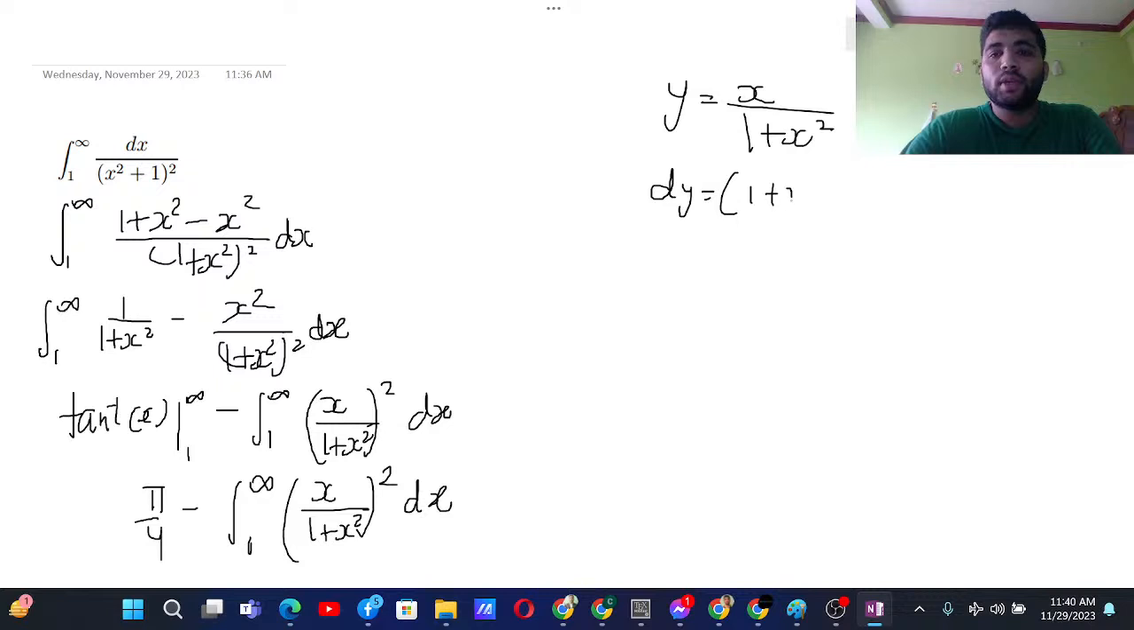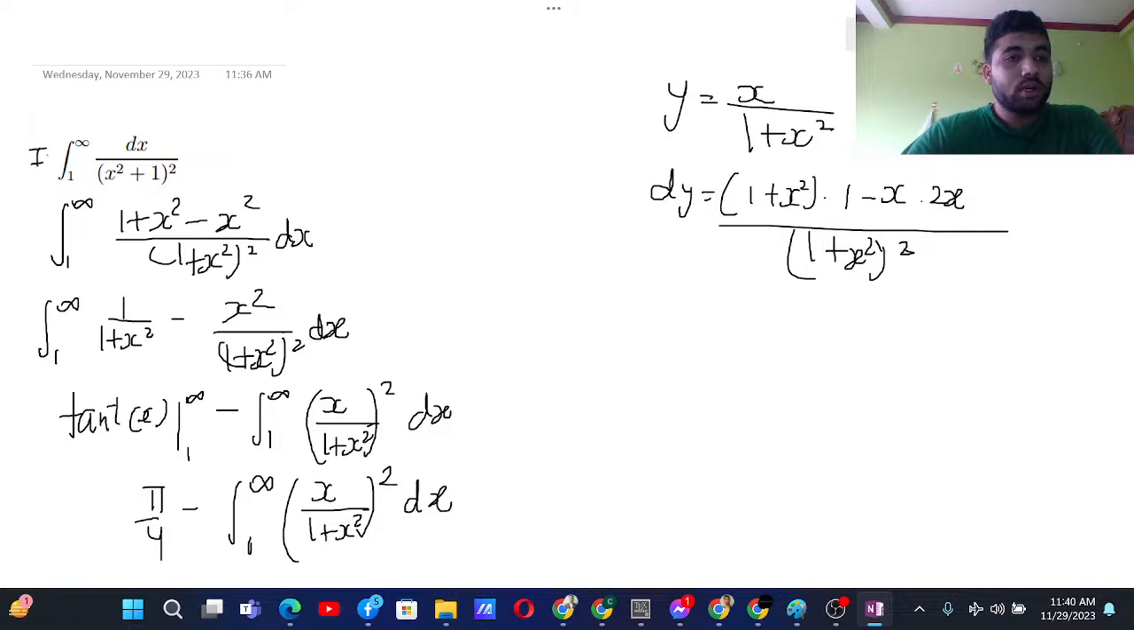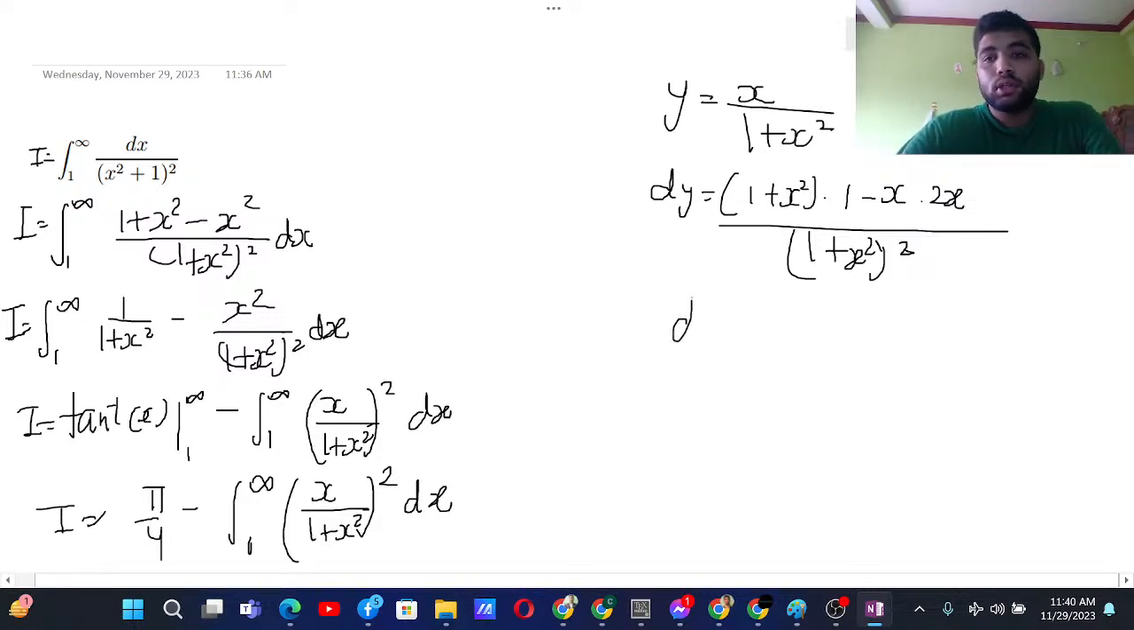dy equals (1 + x²) times (1 − x · 2x) over (1 + x²)². Let this be I, because we are going to need this again. Okay, and now dy equals 1/(1 + x²) minus 2x²/(1 + x²)².